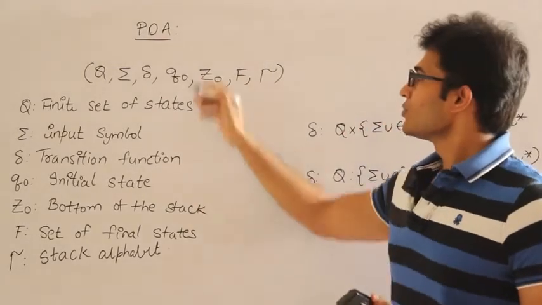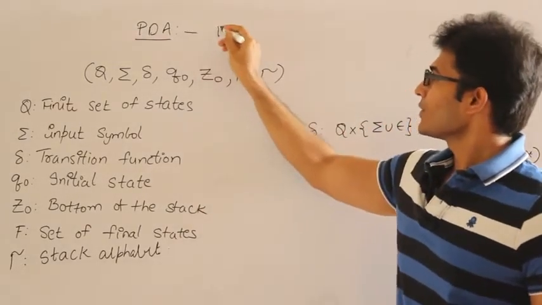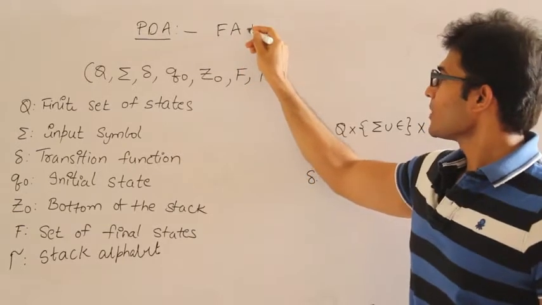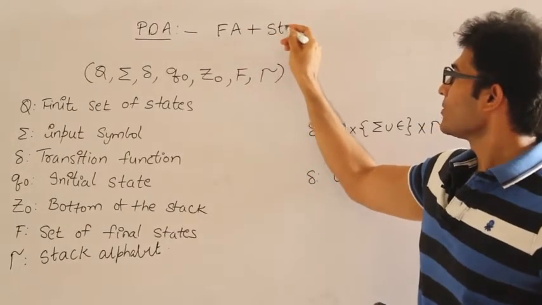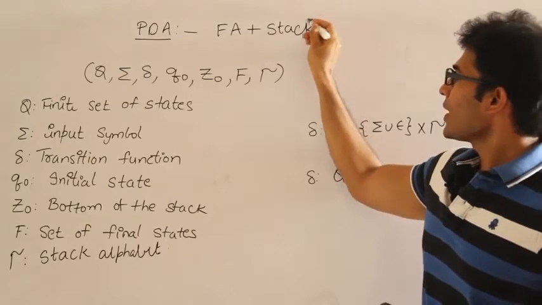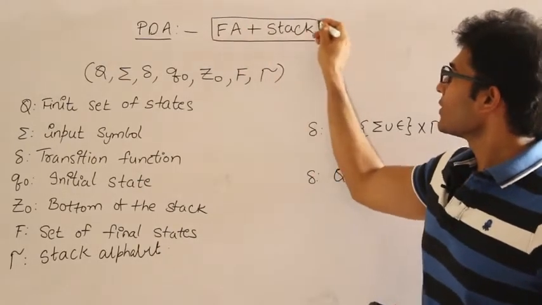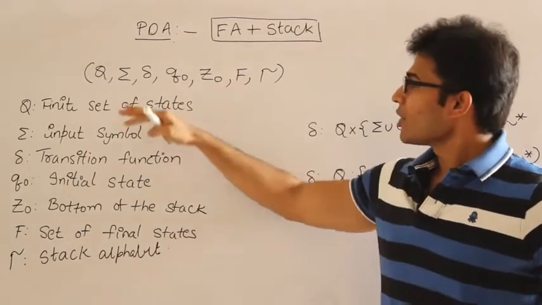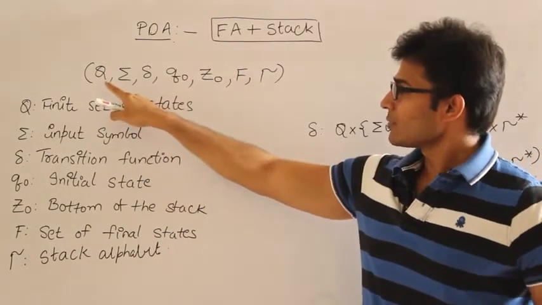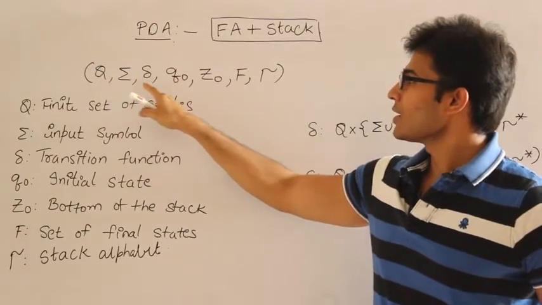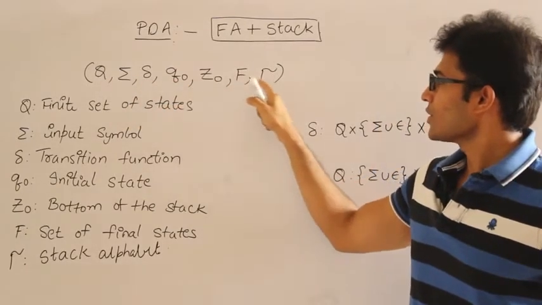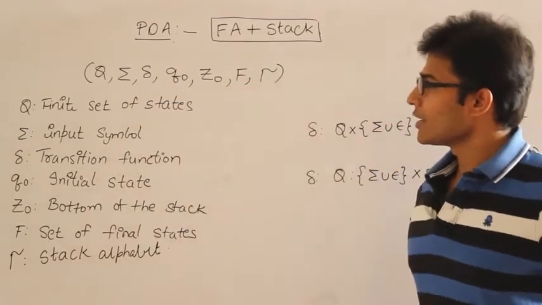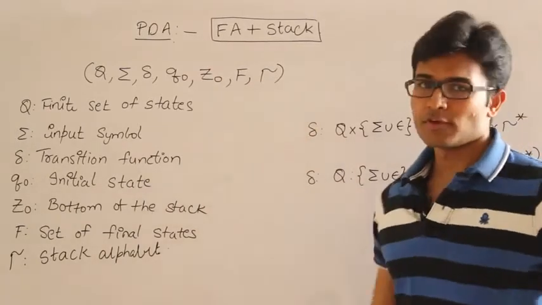One thing about push-down automata is that it is nothing but a finite automata to which a memory element is added, and that memory element is a stack. So if I add a stack to a finite automata, I get a push-down automata. In order to define a push-down automata, we have Q, sigma, delta, q naught, Z naught, F and tau. Let me write about each one of them one by one.